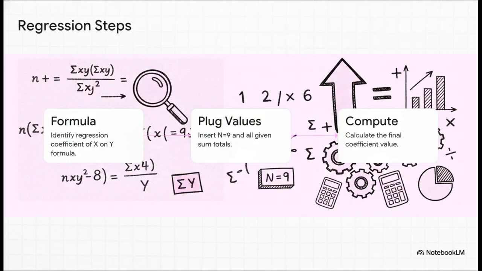The absolutely crucial point here is picking the right formula. Because it specifically asks for the regression coefficient of x on y, we have to use the formula that isolates y in the denominator. We take our n and sum totals, plug them into the numerator to find the covariance, and divide by the sum of y squared in the denominator. Letting the arithmetic do the heavy lifting here reveals the exact strength of that relationship.